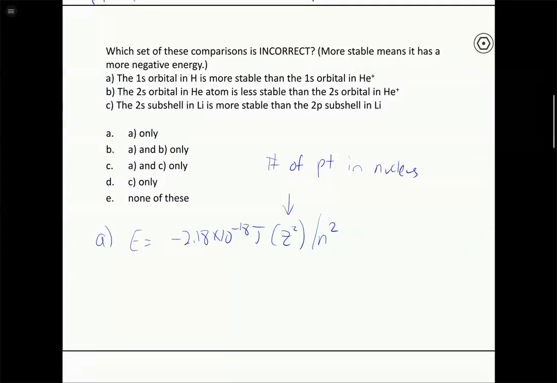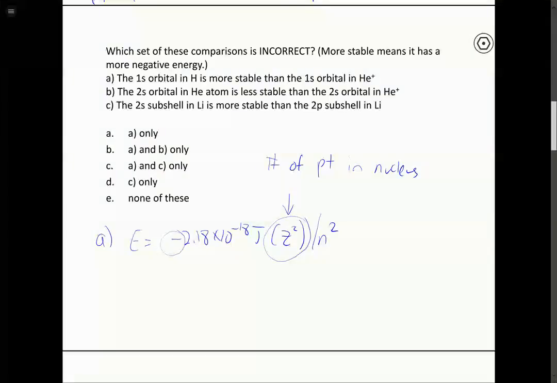So we could calculate these for hydrogen and helium exactly if we want to, but the point is that we have this Z squared term here, so as we add more protons to the nucleus, the subshell energy is going to get more and more negative. These are all negative numbers. So the 1s orbital in hydrogen should be less stable than in helium, because in helium it's going to be a more negative number. So this one's going to be one of our incorrect statements, but there could be others.